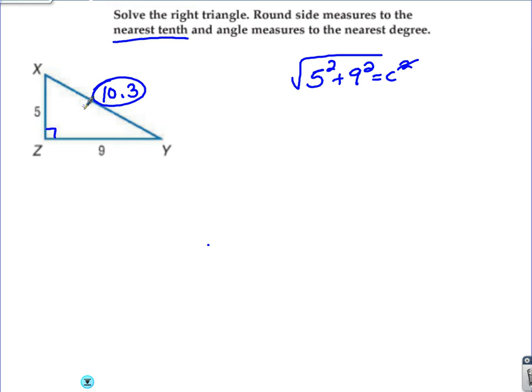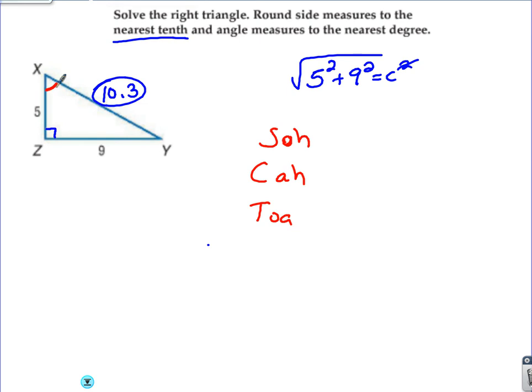Now we've got to find angle x and angle y. Let's find angle x. I'll do it in red. Let's look for angle x first. We've got to determine, is it a sine problem? Is it a cosine problem? Or is it a tangent problem? Help me out with it, Trace.